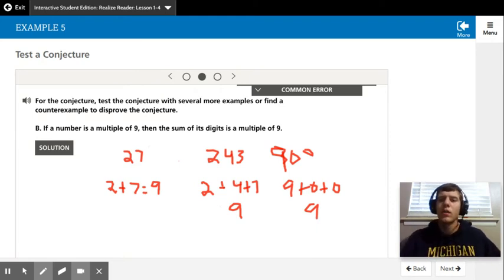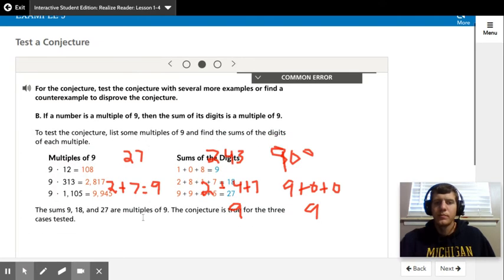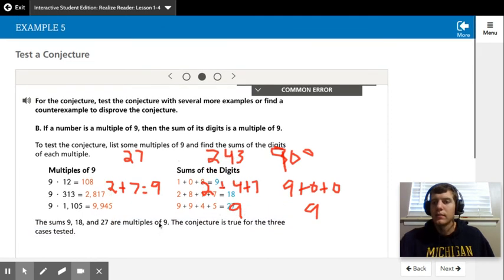So we could try all of those and we would find that this is going to be true. You're not going to be able to come up with a counterexample here. So we're going to say that this conjecture is true, at least for the cases that have been tested.